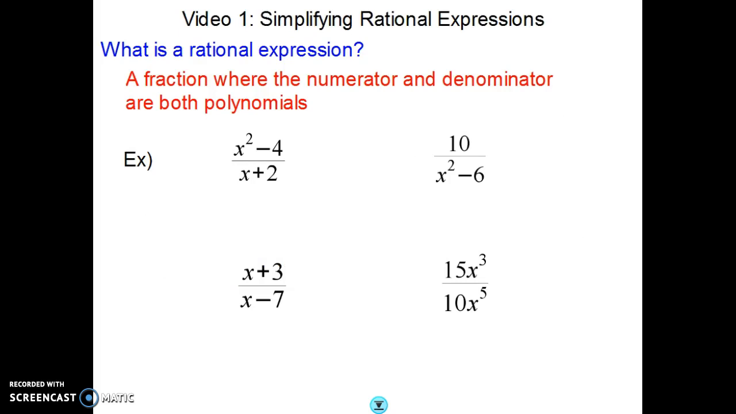So first, we should talk about what a rational expression actually is. A rational expression is just a fraction where both the numerator and the denominator are polynomials. In other words, there's going to be some mixture of x's and numbers in both the top and bottom of our fraction. These are a few examples of what a rational expression would look like.